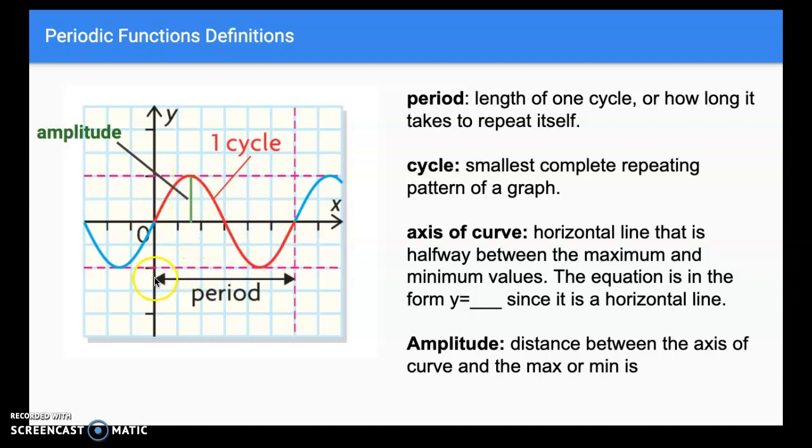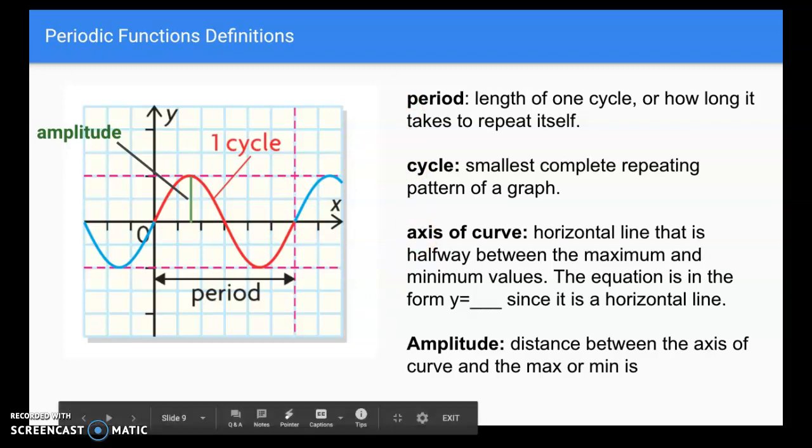The period is how long that cycle is. So if these are ones, we'll assume these are one. It's 1, 2, 3, 4, 5, 6. This cycle has a period of 6 units, whatever that is. Okay, so that's period and cycle.